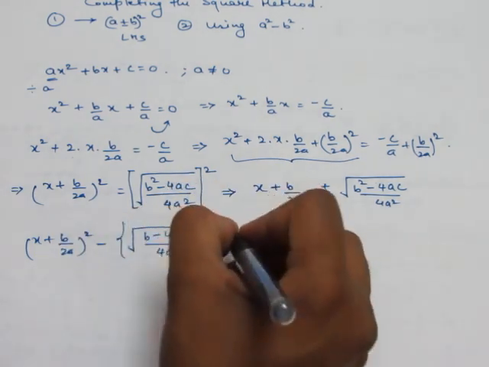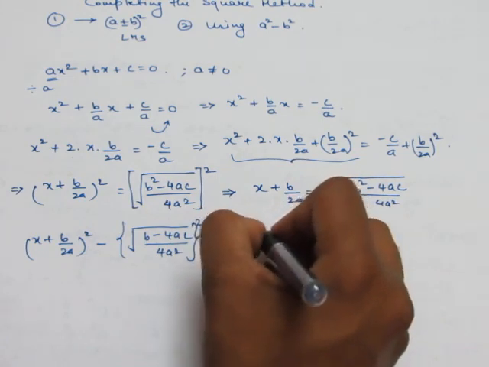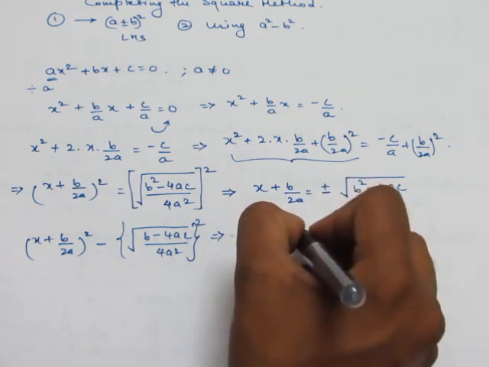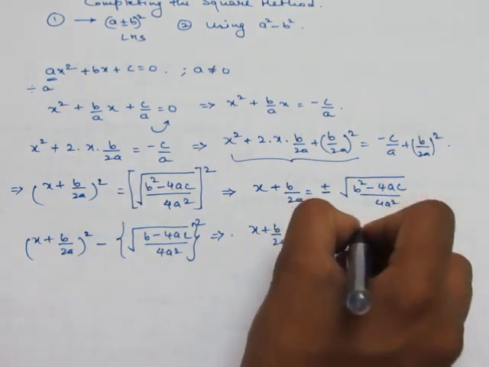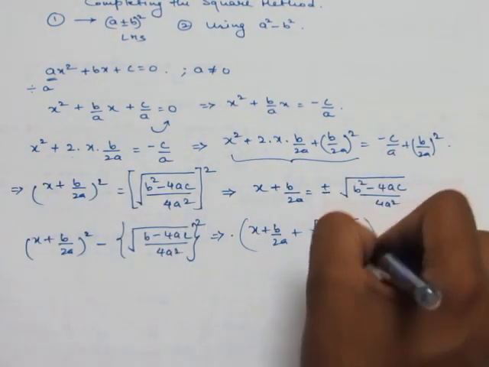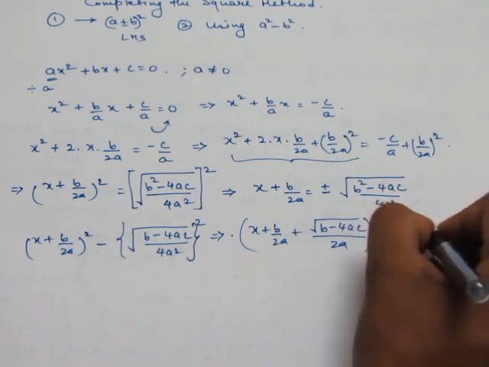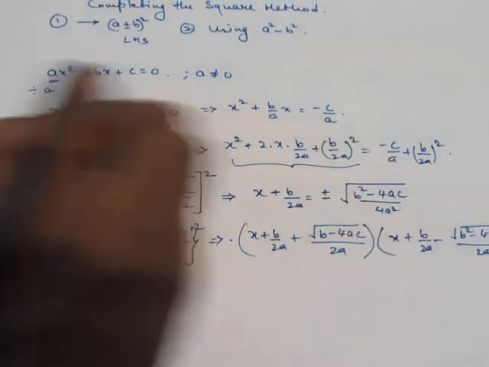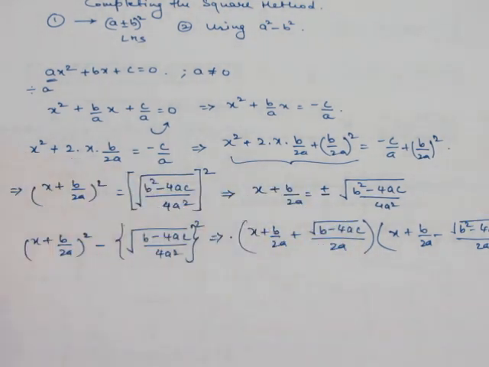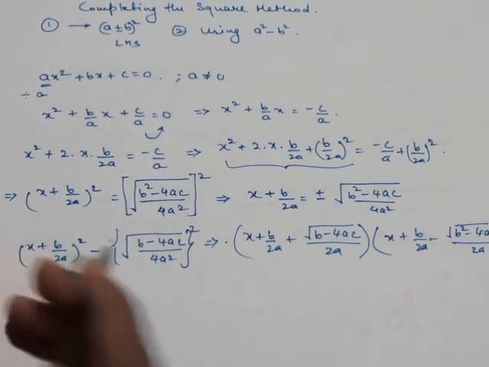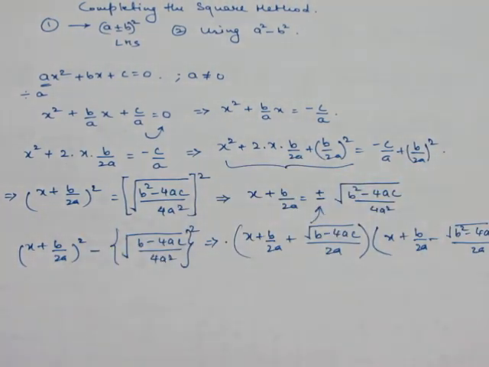and simplifying this I get x plus b upon 2a plus root of (b square minus 4ac) upon 2a, where 4a square I took out of the root, into x plus b upon 2a minus root of (b square minus 4ac) upon 2a, right? This much is clear. And so we can say that is how the plus minus came.